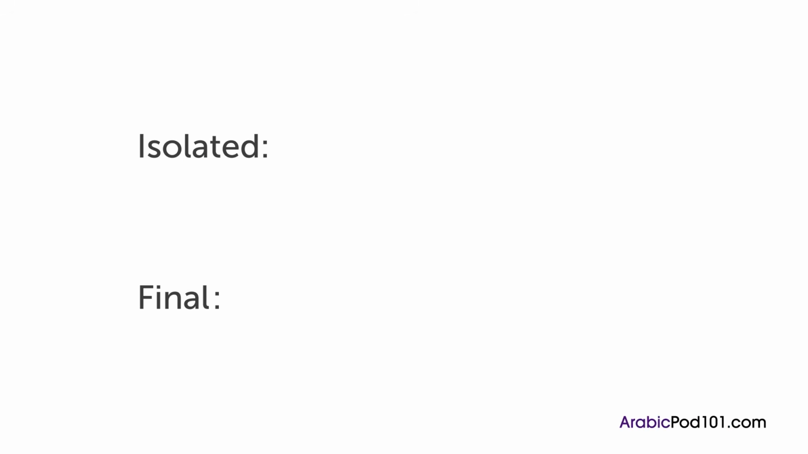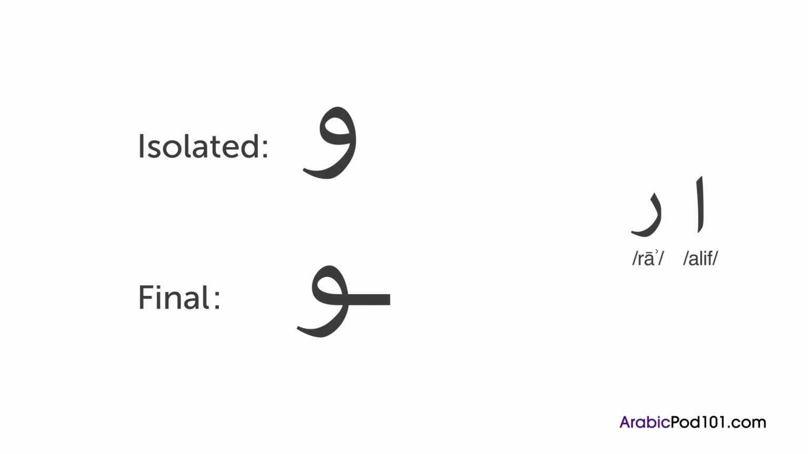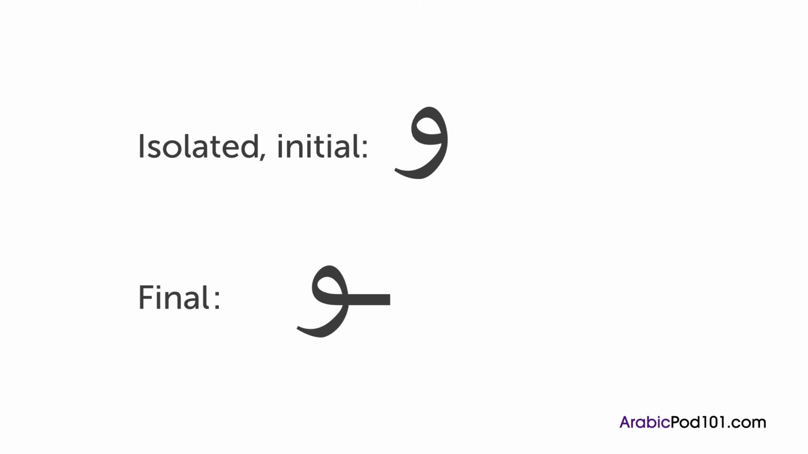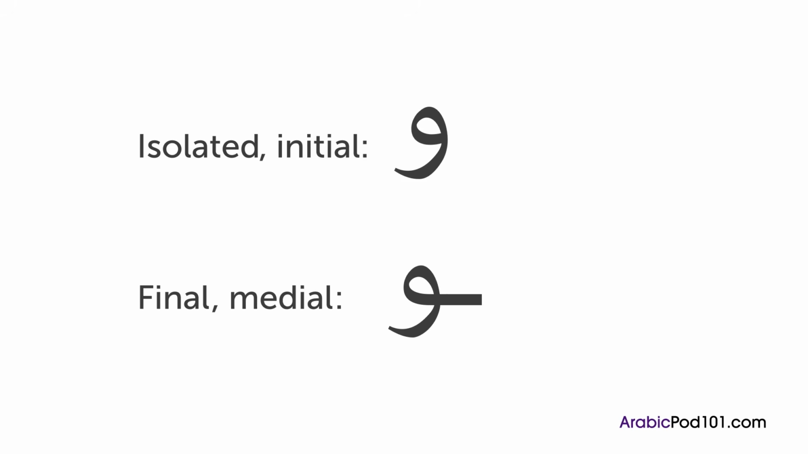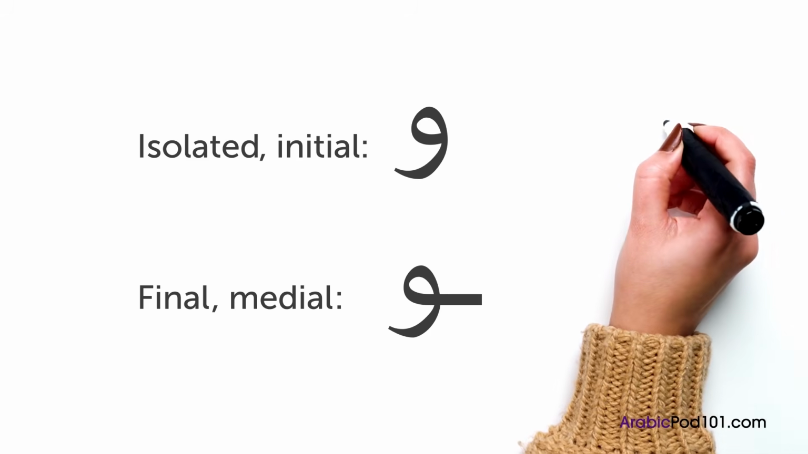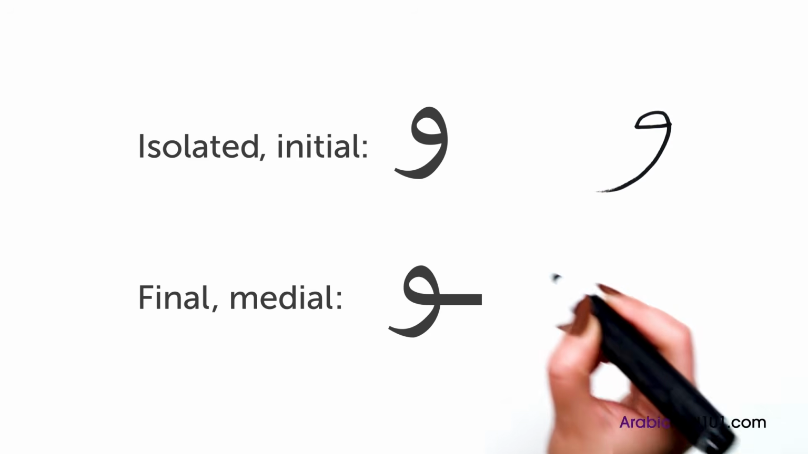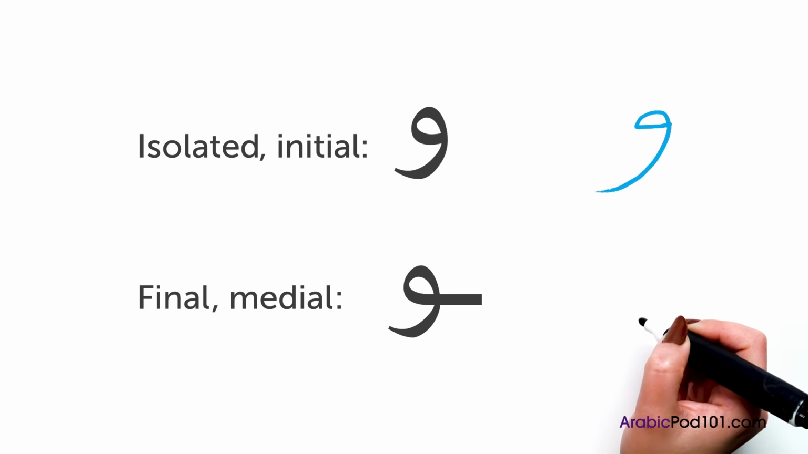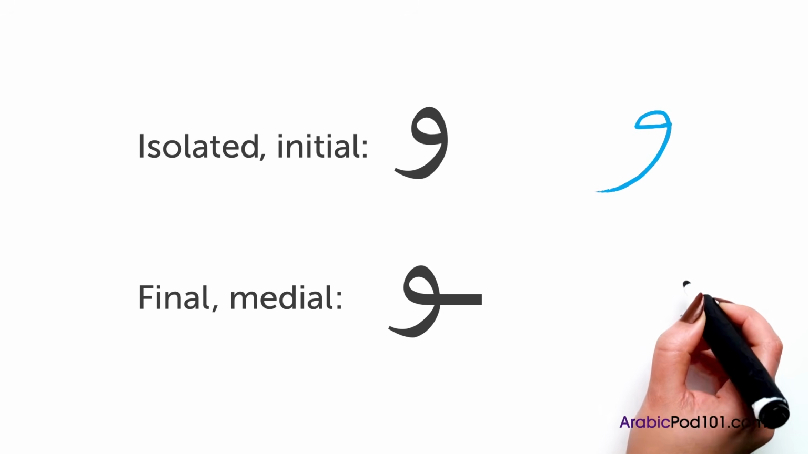Let's write the isolated form. Waw only has two forms, just like the alif, ra, zain, dal, and dhal. The initial form is like the isolated form, and the medial form is the same as its final form. Here is how to write isolated, initial form. Medial, final.